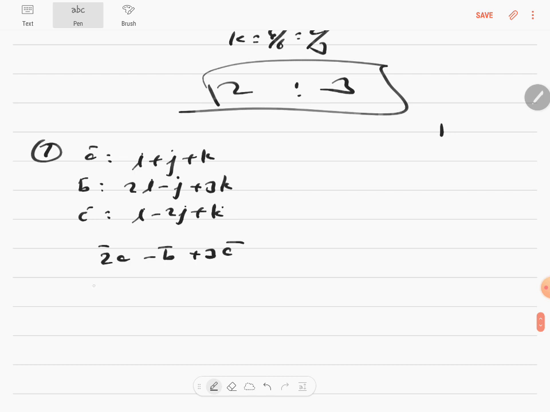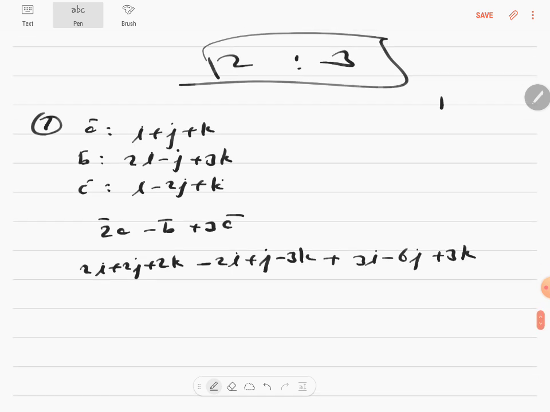Okay, let's solve this. 2A means 2I plus 2J plus 2K. Minus B means minus 2I plus J minus 3K. Plus 3C means 3I minus 6J plus 3K. Just solve this. 2I and minus 2I get cancelled, you get a 3I. 2J and J is 3J, 3J minus 6J is minus 3J. 2K and minus 3K will be minus K, and minus K plus 3K will be plus 2K. So you got this vector.